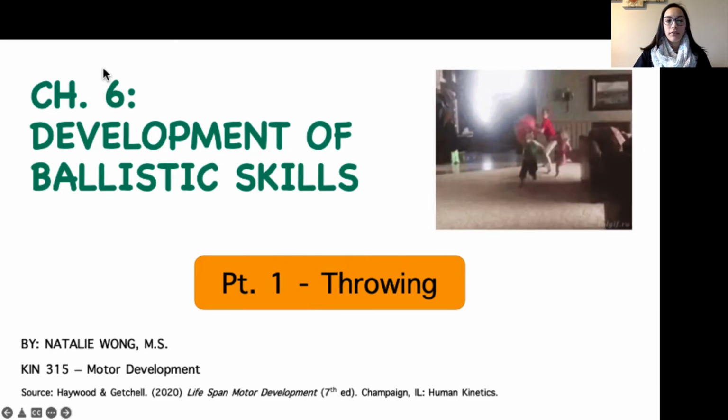This week we are covering Chapter 6, which is talking about the development of ballistic skills. So the main actions that we're going to be looking at are throwing, kicking, and punting, and then striking, both sidearm and overarm. So this first video is going to go through the developmental sequences of throwing specifically, and then each subsequent video will go through a different example of common ballistic skills that we can observe through the lifespan.